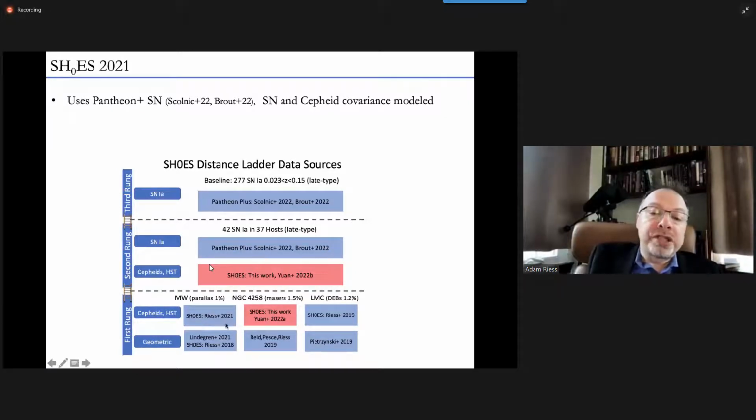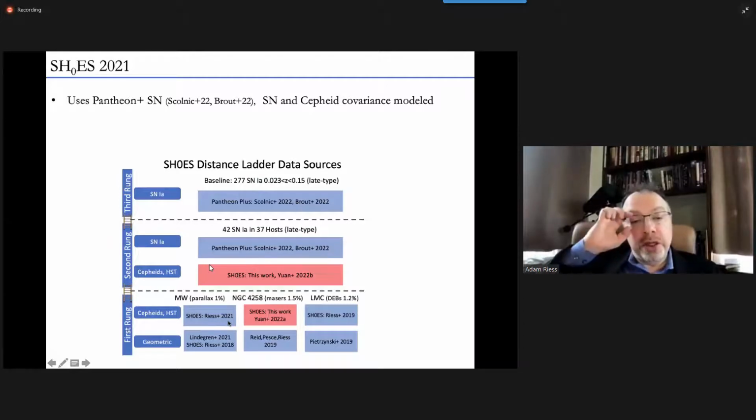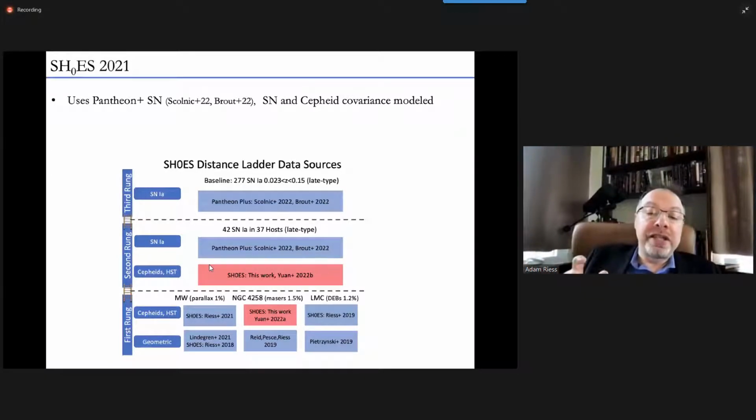We spent most of our time in the last few years improving the first rung. Some of this has come from external data. For example, Gaia parallaxes have been very important as one of 3 sources to geometrically calibrate Cepheids, as well as the masers in NGC 4258 and the detached eclipsing binaries in the LMC. And we've done a lot of work in observing the Cepheids in those places with HST.